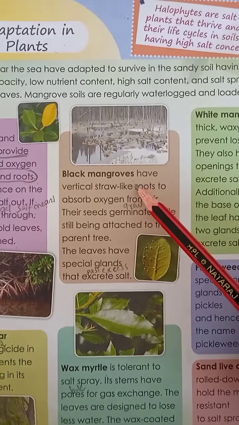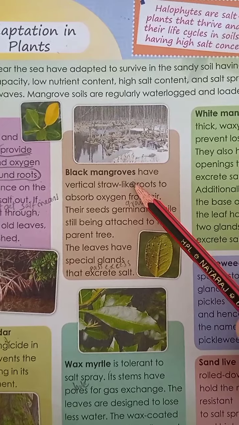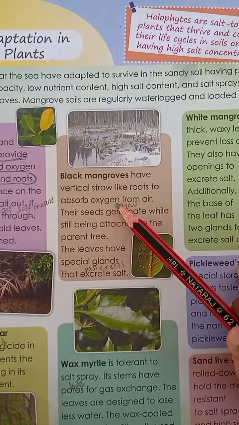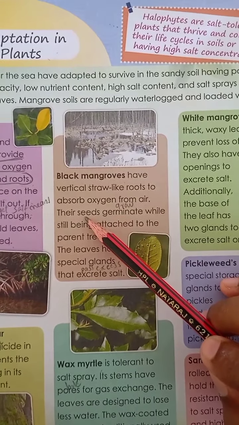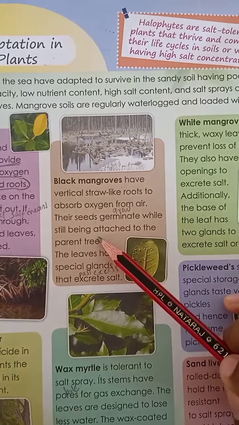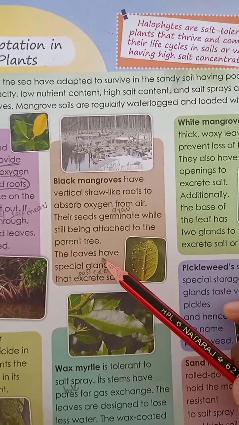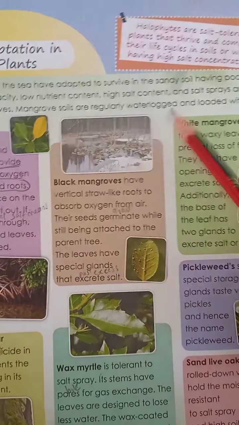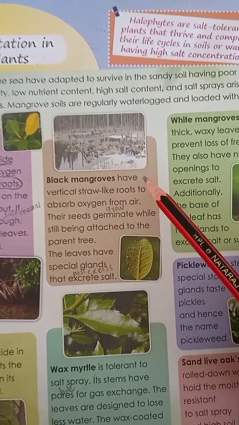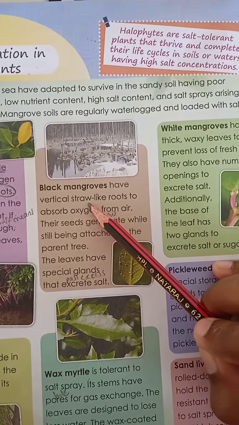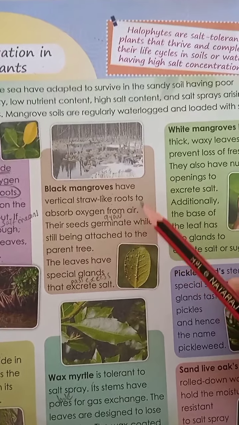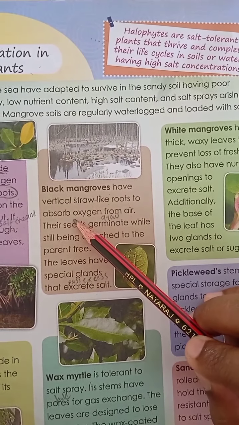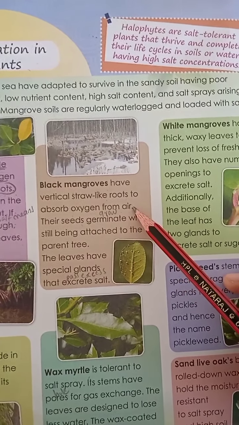Next one, black mangroves. Black mangroves have vertical straw-like roots to absorb oxygen from air. Their seeds germinate while still being attached to the parent tree. The leaves have special glands that excrete salt. These roots are vertical and straw-like. For what purpose? Those roots want to absorb oxygen from air.